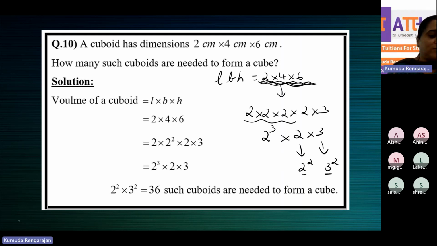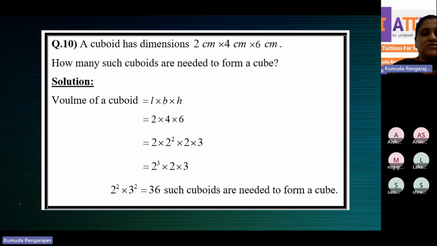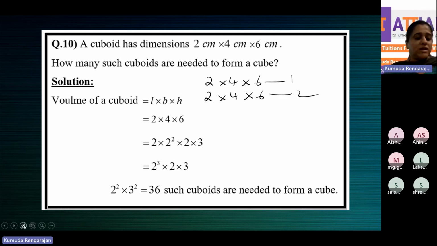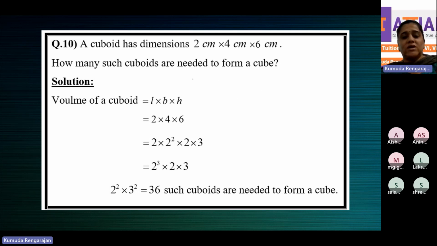Now let's take 2 of them and check. Supposing you take 2 of them, 2 into 4 into 6. Take one more such cuboid. Okay, correct? This is one cuboid. This is another cuboid. So let's take 2 cuboids, 2 into 4 into 6. Let's take another cuboid, 2 into 4 into 6.